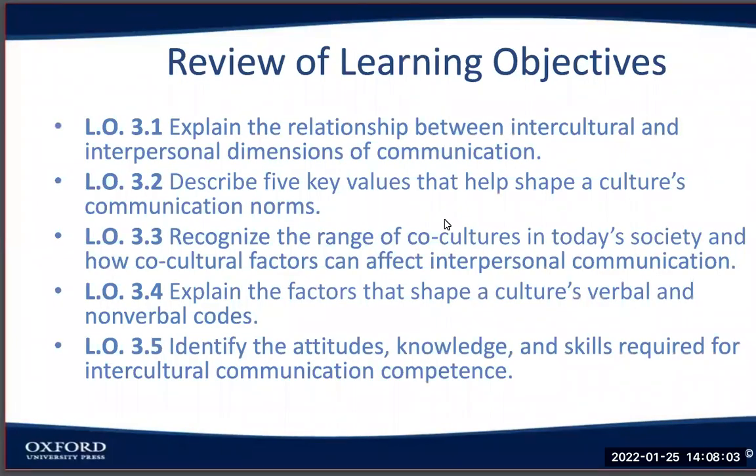So what did we cover throughout this chapter? We looked at the relationship between intercultural and interpersonal dimensions of communication. We described 5 key values that help shape a culture's communication norms. We recognized the range of co-cultures in today's society and how co-culture factors can affect interpersonal communication. We explained the factors that shape a culture's verbal and nonverbal codes, and then we identified the attitudes, knowledge, and skills that are required for intercultural communication competency. That is all for this chapter.